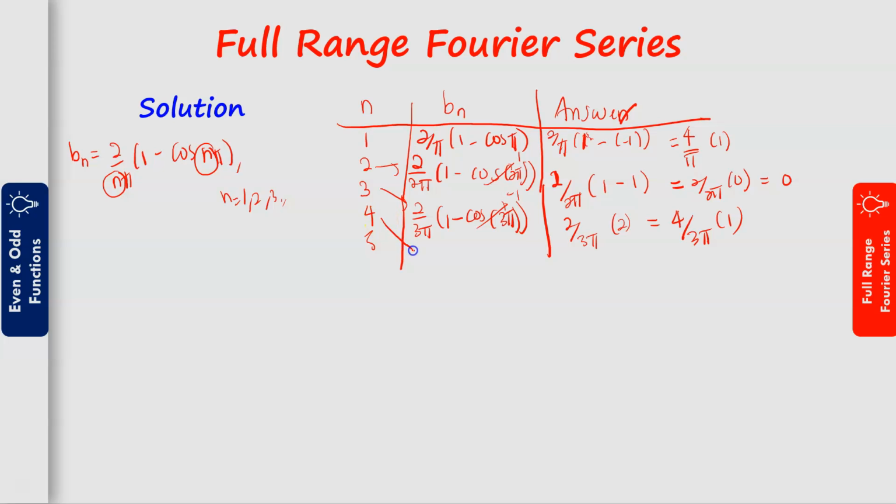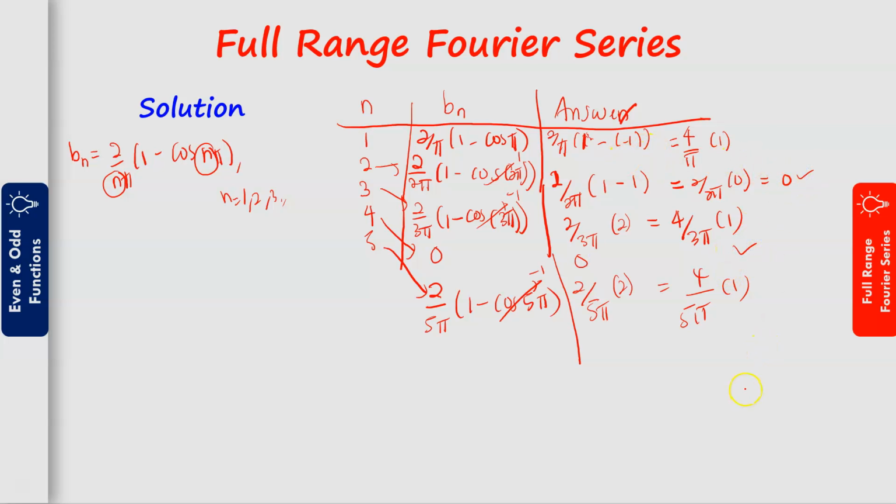And then when n equals 4, when you substitute, you will get 0. When n equals 5, you will have here 2 over 5 pi, 1 minus cos 5 pi. And this one again goes to negative 1. Means that in this case, you will have 2 over 5 pi times 2, that is 4 over 5 pi times 1. You can see it will have the same pattern. For even numbers, you get all 0. You'll get all 0 if you repeat the same procedure.